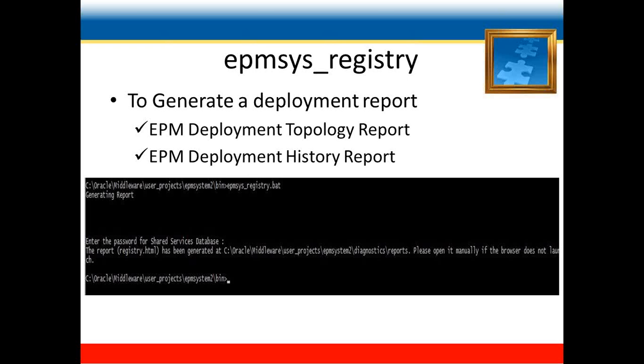It also provides us with a history report, from which we can tell the configuration history on a specified date for each server in the deployment. The screenshot here shows execution of this utility. It will prompt us for the password for the shared services database once, and then it will generate a report in the designated folder.